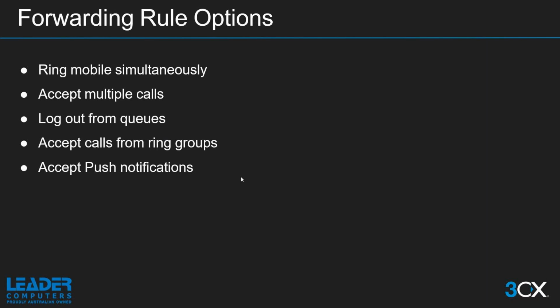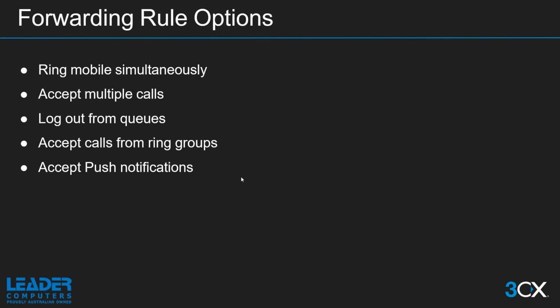There are a few features available with the forwarding rules, which is ring my mobile simultaneously. For example, you've given the user a mobile number, so not the 3.6 app on the mobile, but the actual mobile number. When you check that box, whenever your extension rings, it will also ring your actual mobile through your mobile number.